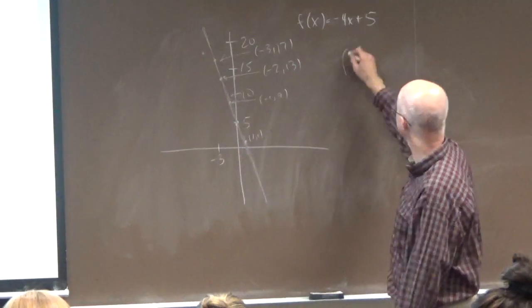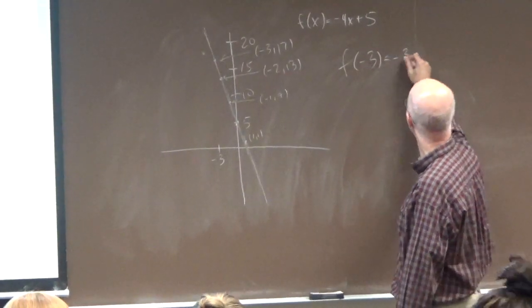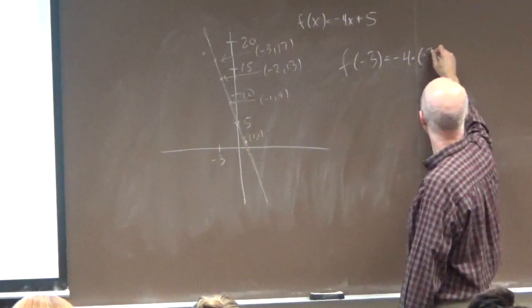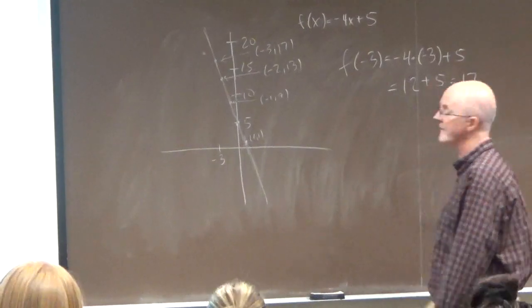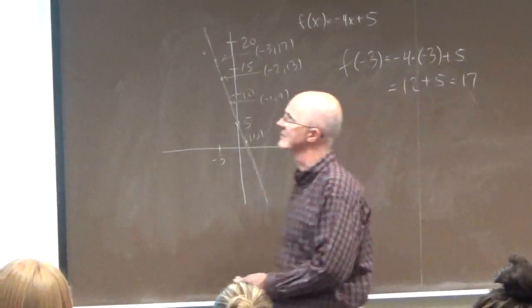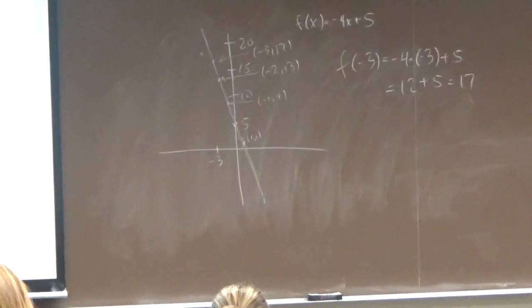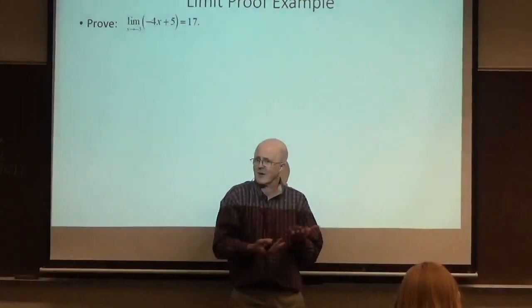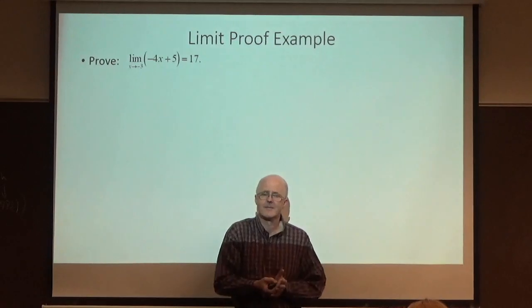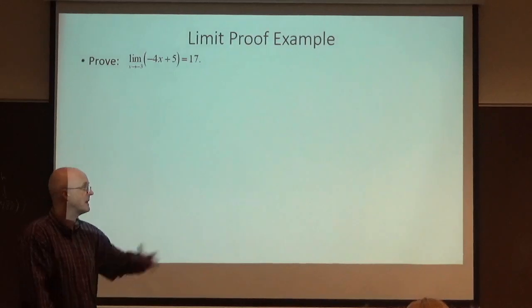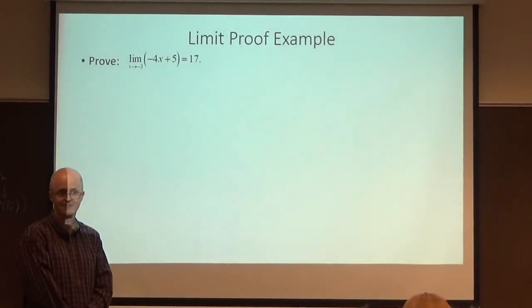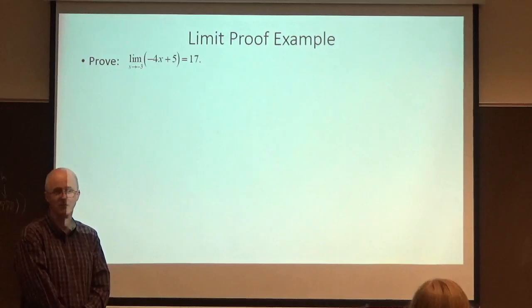17 is the function value at negative 3. And it's also the limiting value as x approaches negative 3. That shouldn't be surprising because the function is continuous. It's a nice linear function. Its graph is a straight line, no holes in it. So this shouldn't be surprising. The picture is not a proof. So we're going to give a proof.